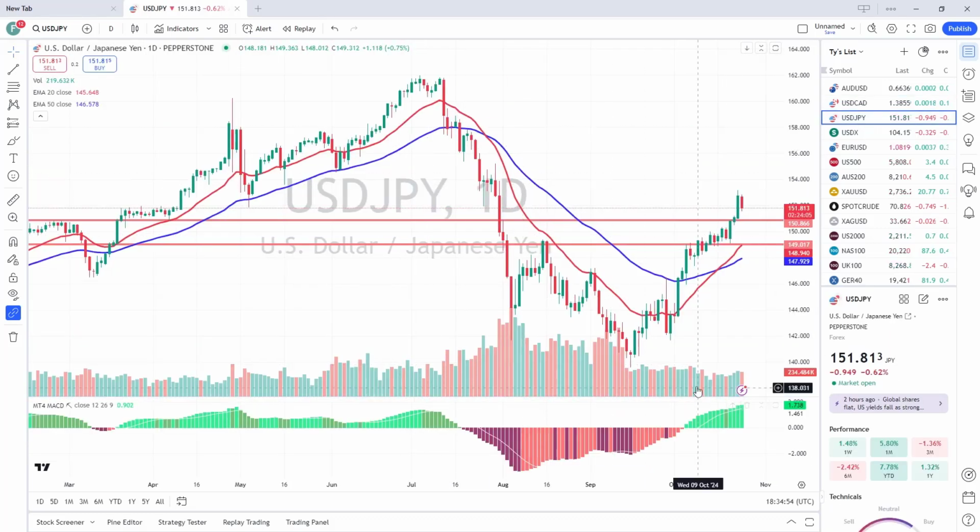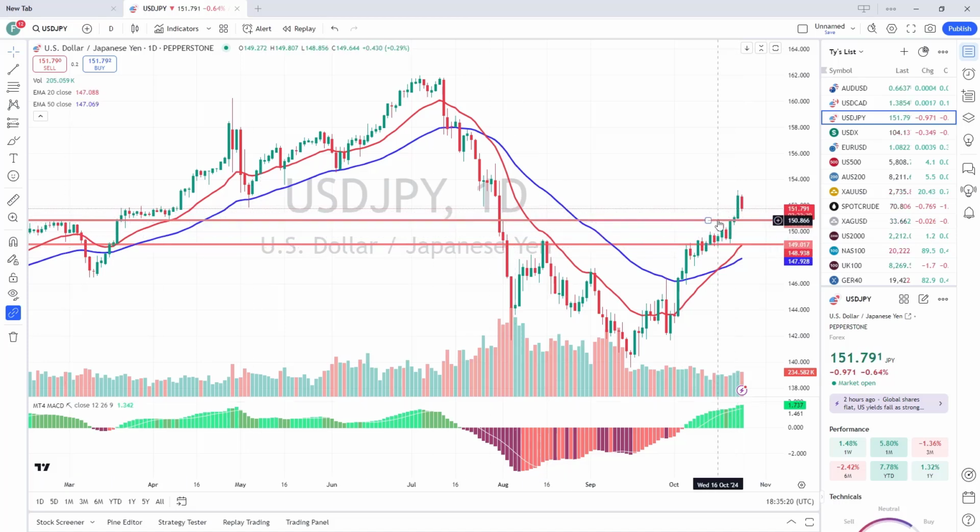US dollar yen did again hit the target for us, which was great. 152 was hit, 151 was hit, 152 was hit. It even got to as high as 153. Look, this is one of those ones where, again, it's going to continue to probably rise. We've done really, really well in the sense that we've been able to capture it right from the bottom, and we've got many parts of this long up.